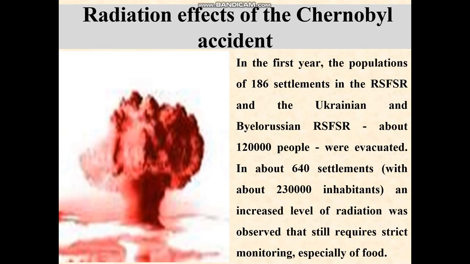The main components of the radioactive releases were cesium-137 and cesium-134, and to a much lesser extent, strontium-90. 120,000 people were evacuated from about 640 settlements, with about 230,000 inhabitants. An increased level of radiation was observed that still requires strict monitoring, especially of food.